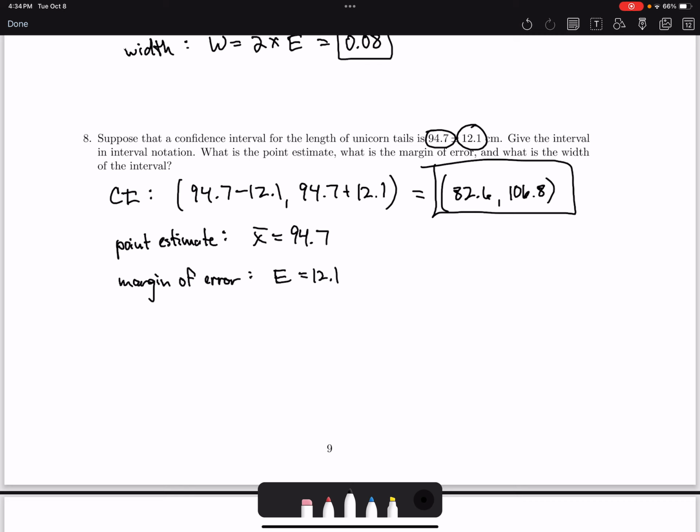And the width of the interval is twice the margin of error, right? 2 times 12.1, which is 24.2. And again, you can see the difference between 106.8 and 82.6 is 24.2. Okay.